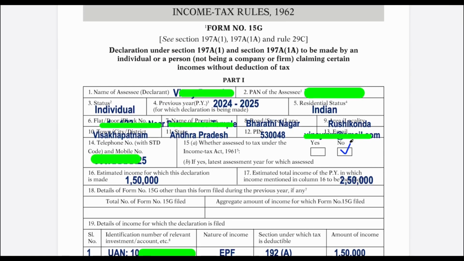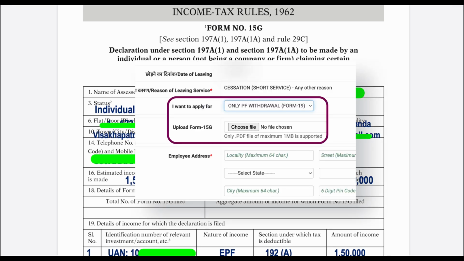And you have to fill this Form 15G with a blue or black pen. Here I have filled this Form 15G in Adobe Acrobat Reader, but you have to write it with a pen. And after filling this form, you have to scan all the pages even though you don't fill Part 2, and you have to upload the scanned copies while submitting Form 19 on the UAN member portal. Let's see how to fill Form 15G.